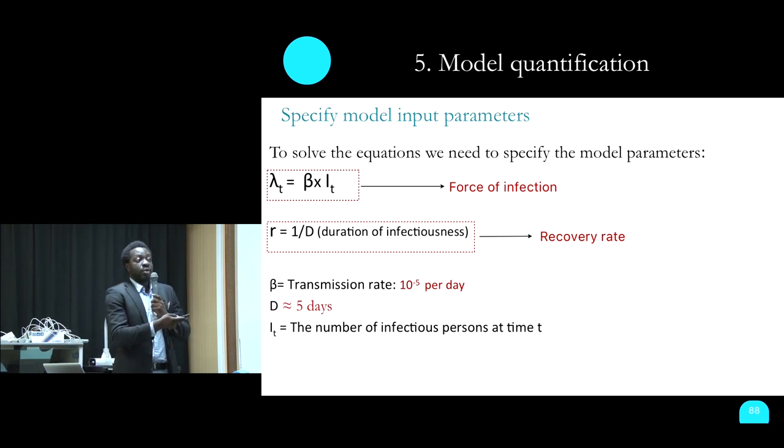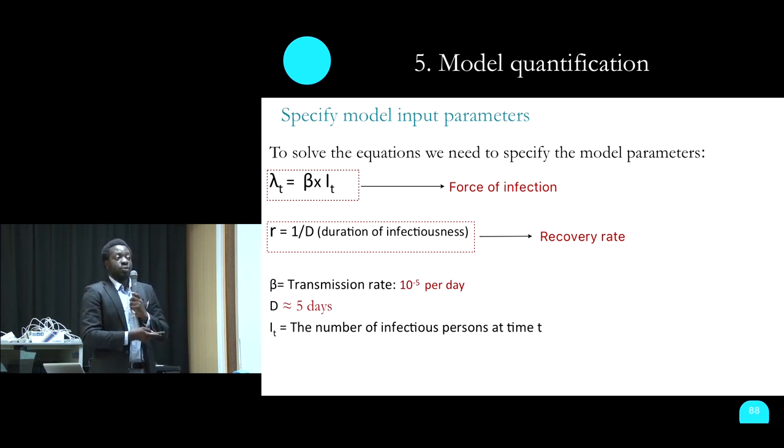Regarding the recovery rate, how long it takes someone who was infectious to become immune, you can estimate it by just doing 1 over the duration of infectiousness. So if you know the duration of infectiousness, you know the recovery rate.